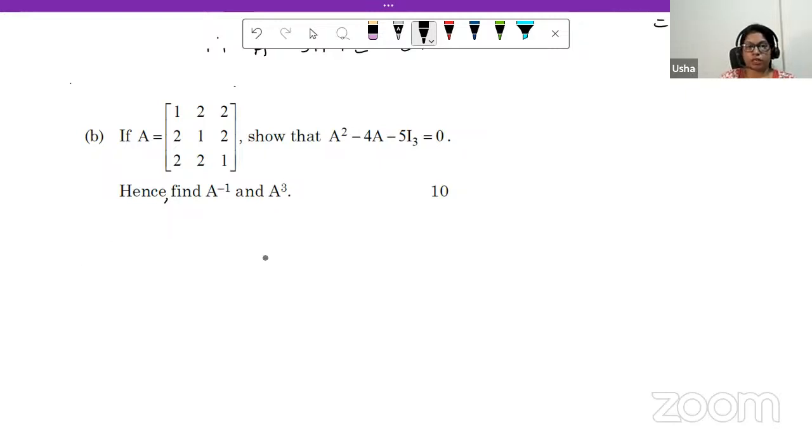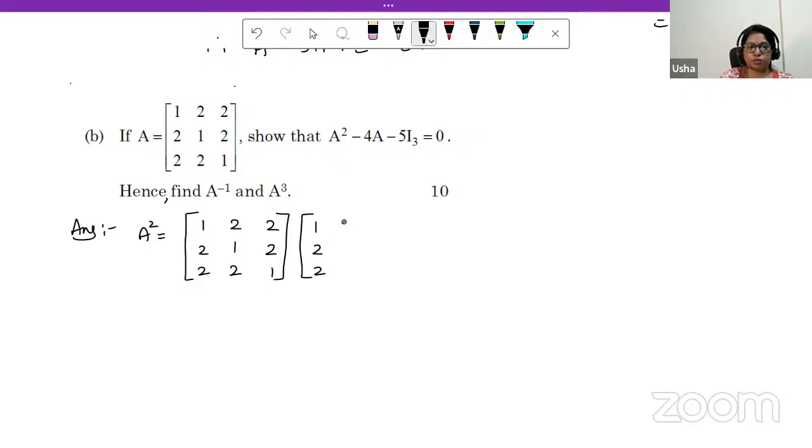Okay. Right. So take this A. You're supposed to first find A square. Right. Given matrix is this. Then write A square. A square is A into A. 1, 2, 2. Only multiplication is going to take you some time. Rest are going to be quick.